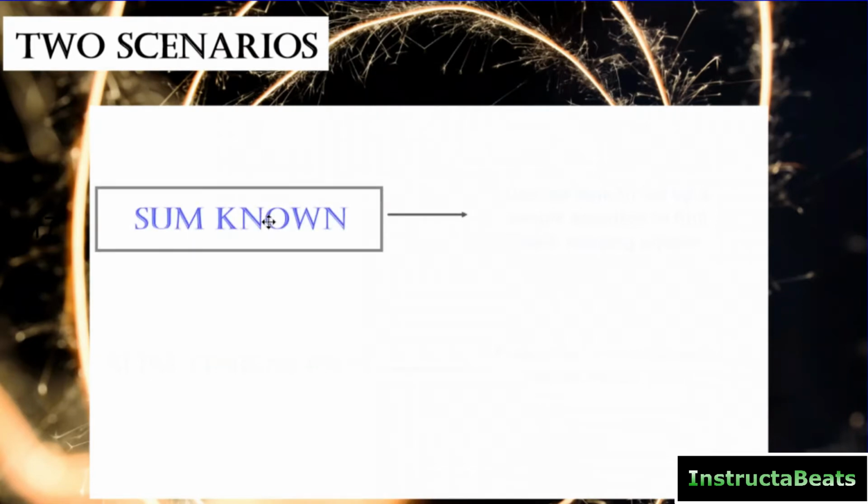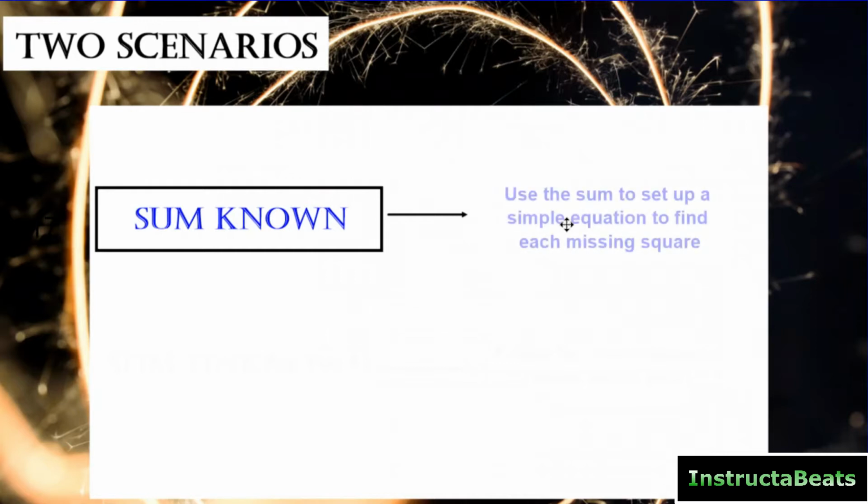So looking at these two different scenarios, I like this little flow map right here. If you know the sum, if you have a column, row, or diagonal with all three numbers, then all you're going to do is use that sum to set up a simple equation to find each missing square for the rest of your magic square. And we'll do an example of that.